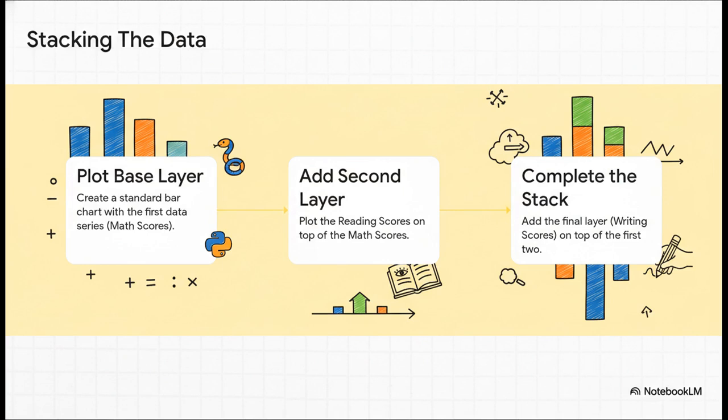First, we'll just create a totally normal bar chart for the math scores. That's going to be our base layer. Then, we'll plot the reading scores right on top of that. And finally, we'll add the writing scores to complete the whole stack.